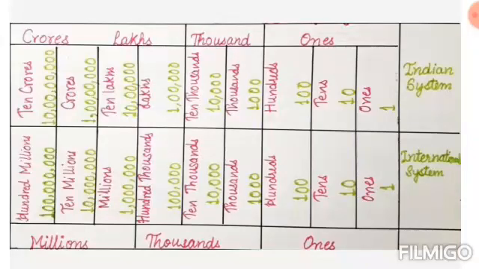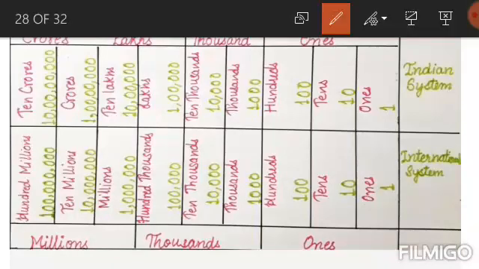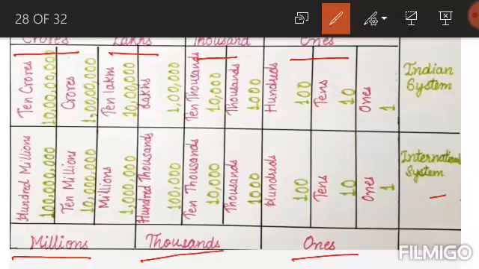Now what is the difference between the Indian place value system and the international place value system? In the Indian system, 9 places are grouped into 4 periods. That is, we again revise the topic, that is crore, lakh, thousand and ones. And in the international place value system, 9 places are grouped into 3 periods only, that is million, thousand and ones. We put commas after every period. In the Indian system, we put commas after crore, after lakh, after thousand, and in the international place value system, we put commas after million and after thousand.